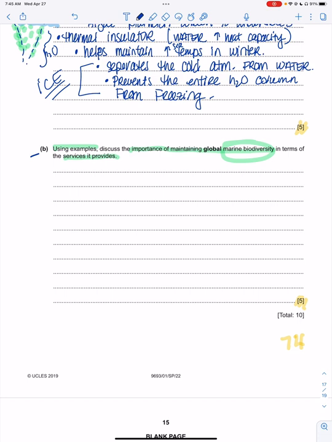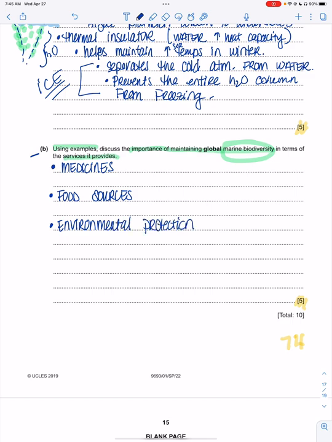Okay. So services, medicines. Food sources, that's an easy one. And for medicines, if you did 4.2, all the classification of organisms, you came across that so many times, like shark liver oil, cod oil, the sea cucumbers. There's too many to name. Seaweed extracts. I'll do environmental protection. Something like coral reefs decreasing wave energy, mangroves slowing down water currents.